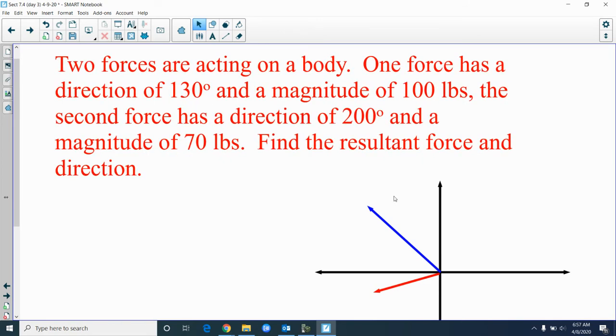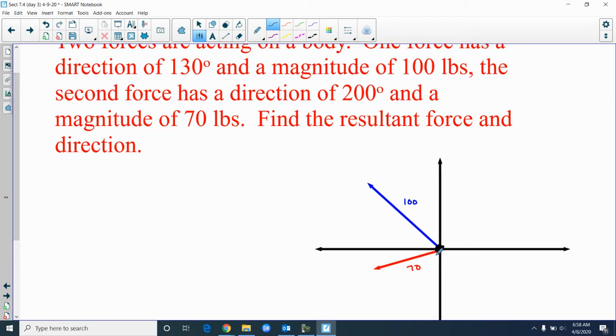All right, here are your two forces down here. This first one is 100 pounds. The second one is 70 at a direction of 200 degrees. You can think of it as a body at the origin right there. Now, if those two forces, say it's a rock, I don't know, a stalled car, are pushing on that body.